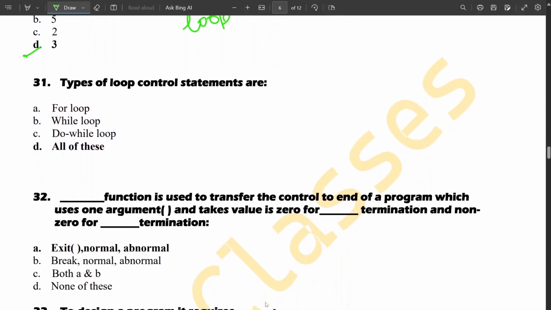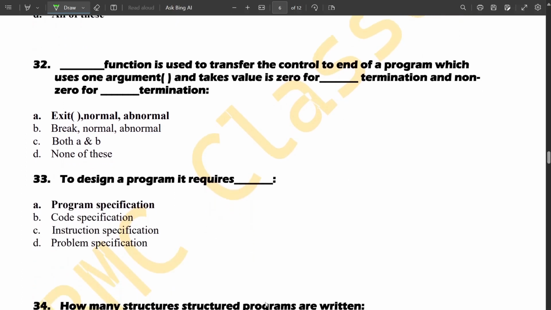3. Next, the types of loop control statement are for loop, while loop, and do while loop. Next, which function is used to transfer the control to the end of a program, which uses one argument and takes value 0 for termination and non-zero for termination? So the answer will be exit.